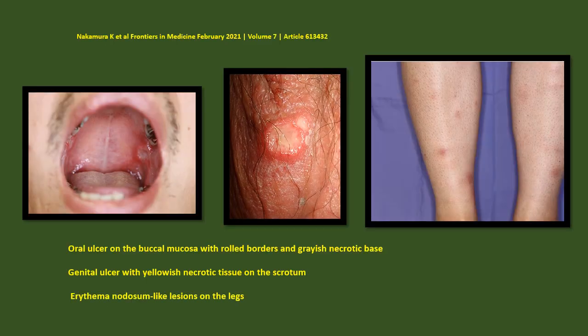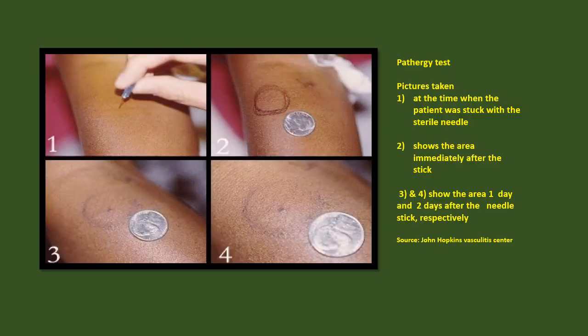These pictures show an oral ulcer on the buccal mucosa with rolled borders and grayish necrotic base, a genital ulcer with yellowish necrotic tissue on the scrotum, and erythema nodosum-like lesions on the legs. This figure shows the pathergy test. Picture 1 is taken at the time when the patient was stuck with the sterile needle, and number 2 shows the area immediately after the stick, and numbers 3 and 4 show the area 1 day and 2 days after the needle stick with development of a papillopustular lesion.